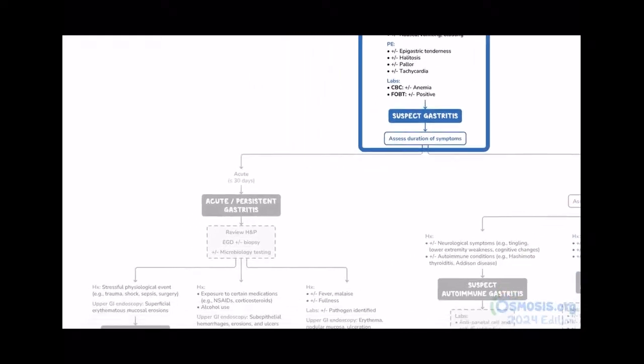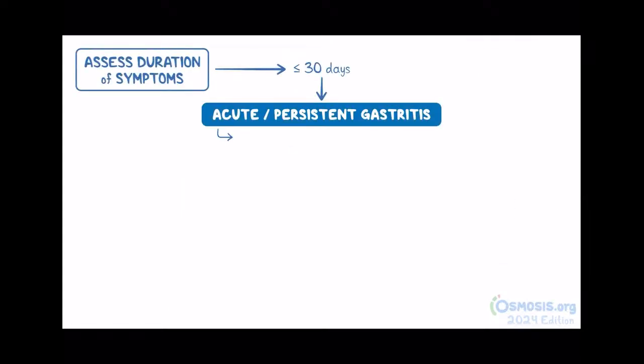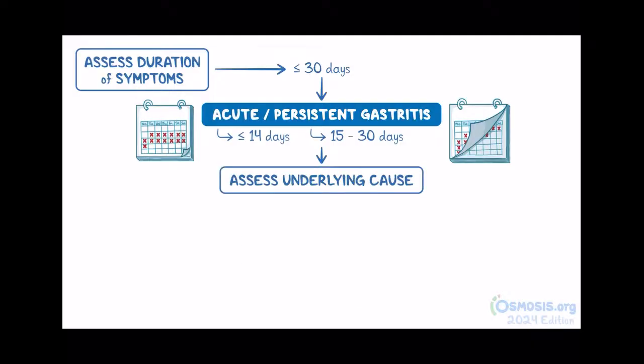Symptoms that last 30 days or less are suggestive of acute or persistent gastritis. Moreover, symptoms of acute gastritis last 14 days or less, while symptoms of persistent gastritis last from 15 to 30 days. Both types are associated with the same conditions, so your next step is to assess the underlying cause.